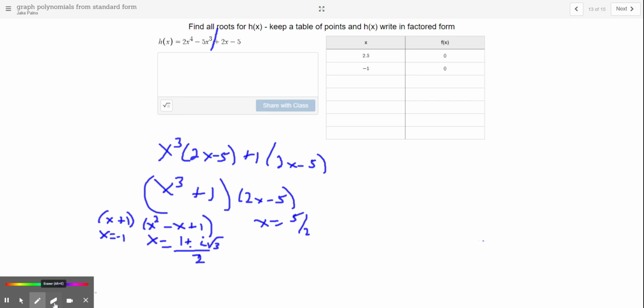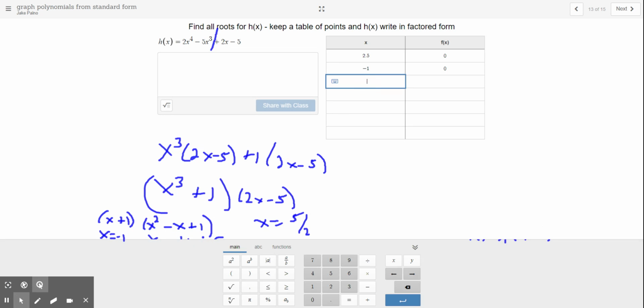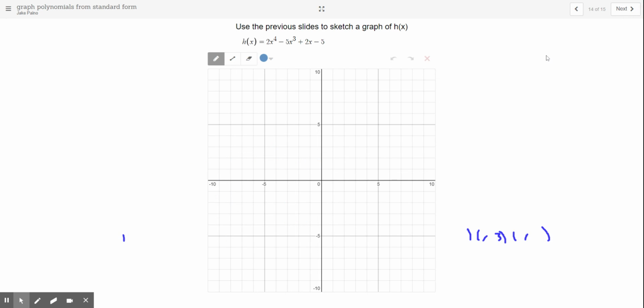All right, so I need more points in order to sketch this graph. I do know that my y-intercept is going to be (0, -5). So that might be good enough to help me graph. Okay, that's in between my 2 zeros. So if I go ahead and try to sketch this, right, what am I going to get here?